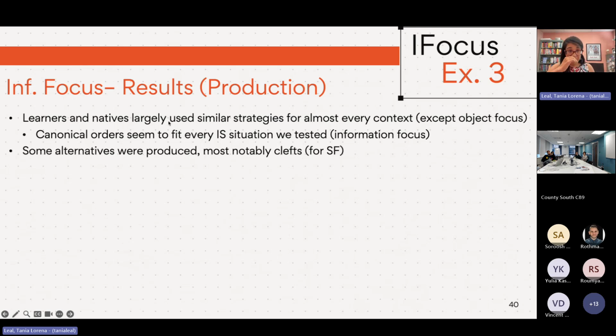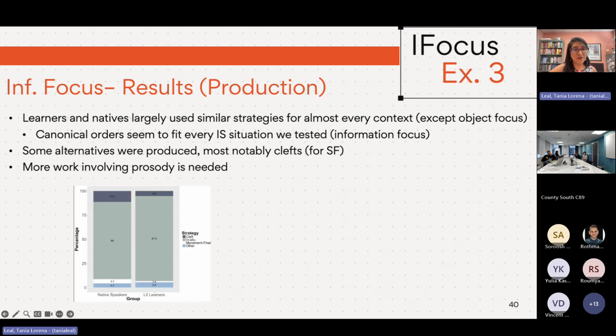And so canonical in Spanish seems to be good for everything. Some alternatives were produced, most notably clefts for subject focus, which actually mirrors a lot of the research that has been done in French. But we really need more work involving prosody, because we didn't control for prosody, right? Because it was just spontaneous. They could use whatever words, and there were a lot of stops for us to do prosody. But it's interesting because it didn't look like the patterns that we were expecting from English or Spanish reported before were happening here. So this is for subject focus.